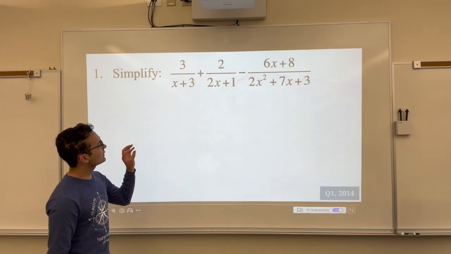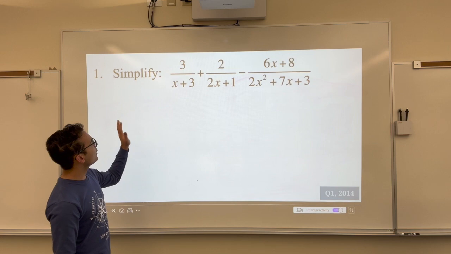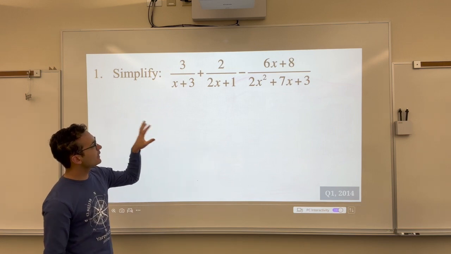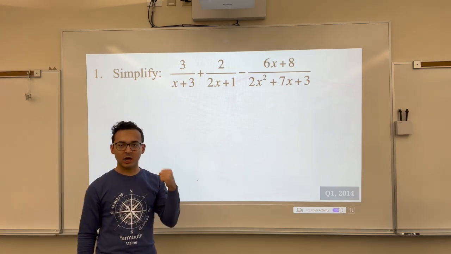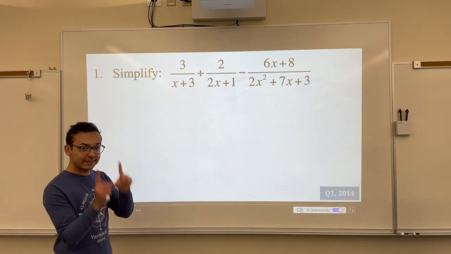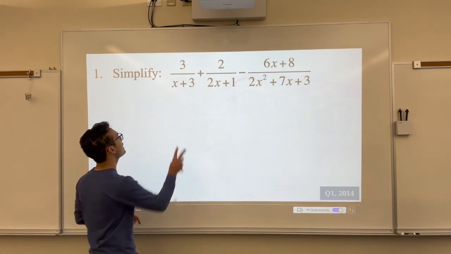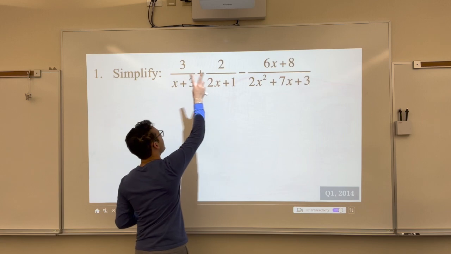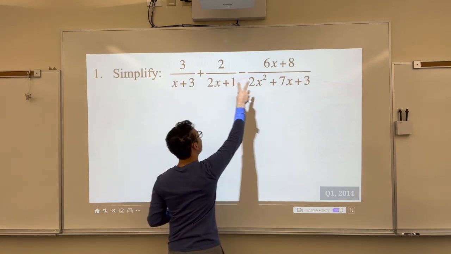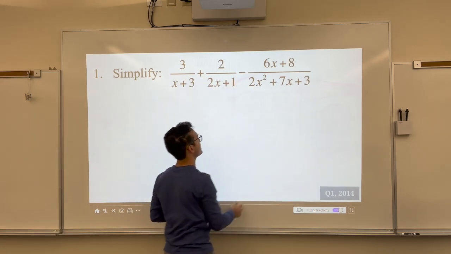All right, so here's our last three-pointer of the video. Now we have to simplify this expression, and of course, in order to do that, we're going to need a common denominator. Now the key part of this problem is noticing that x plus 3 multiplied by 2x plus 1 gets you 2x squared plus 7x plus 3.